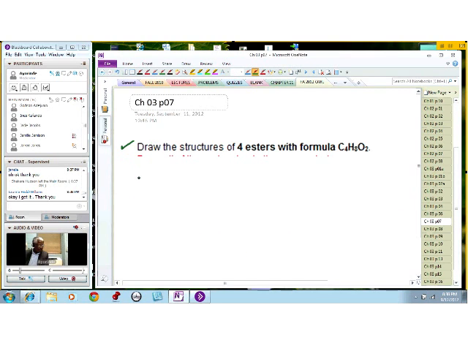Draw the structures of 4 esters with formula C4H8O2.